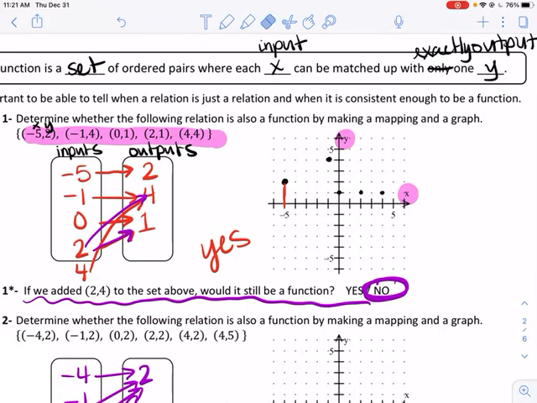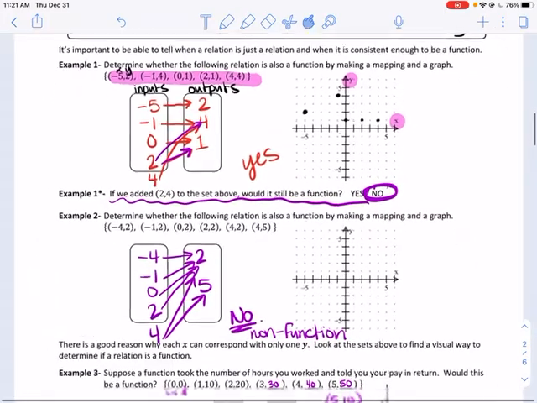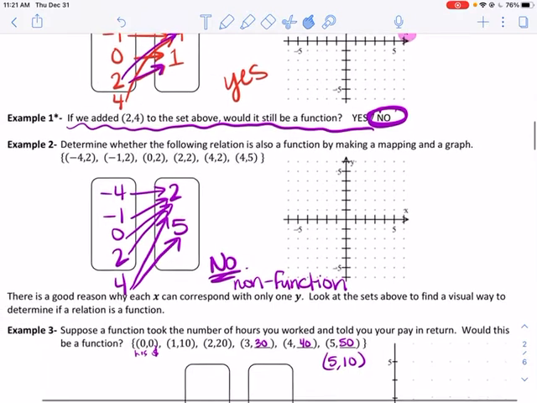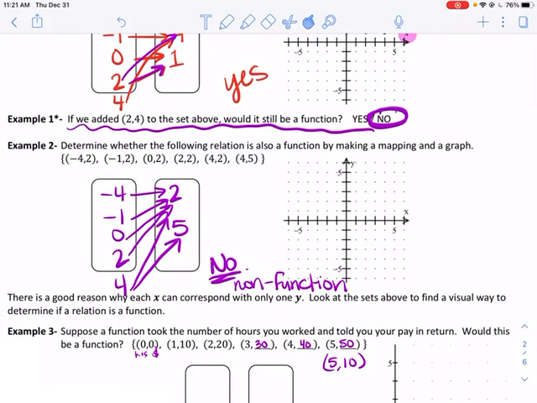So let's look at a non-function and see if we can tell better if we can just look at a graph. I'm going to go to this one. This one's not a function, so let's see why by looking at our graph. I'm going to plot -4, 2, -1, 2, 0, 2, 2, 2, 4, 2, and 4, 5.